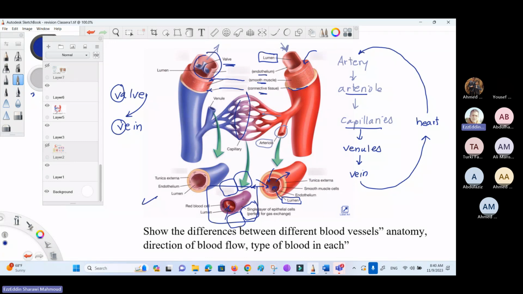this very thin layer of the blood capillaries allows diffusion. This is the secret. Allows the diffusion of what? Of nutrients and also oxygen gas from inside them to the surrounding cells. And also the vice versa process.